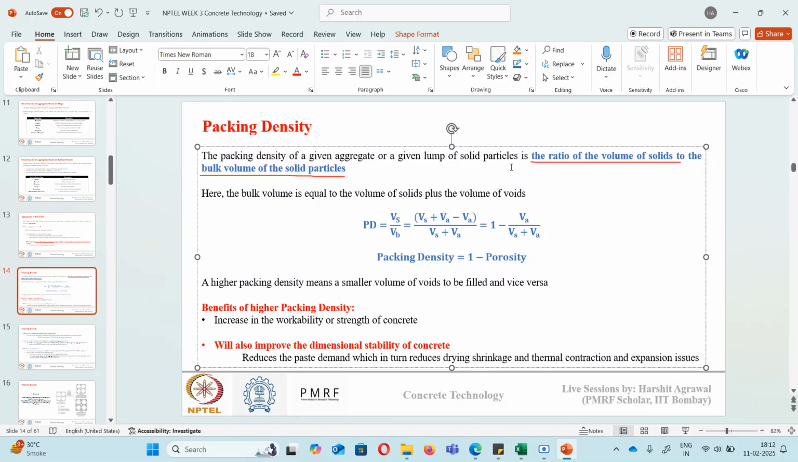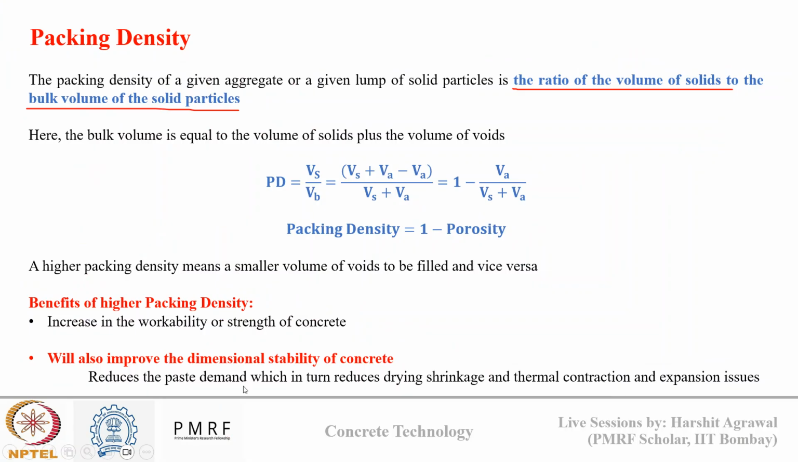Now, what are the benefits of having a higher packing density? It will increase the workability or strength of my concrete, and it will also improve the dimensional stability of concrete. How? Because it will reduce the paste demand, which in turn will reduce the drying shrinkage problem and thermal contraction and expansion issues. So that's why for a good high performance concrete, we need an optimum packing density of aggregate.